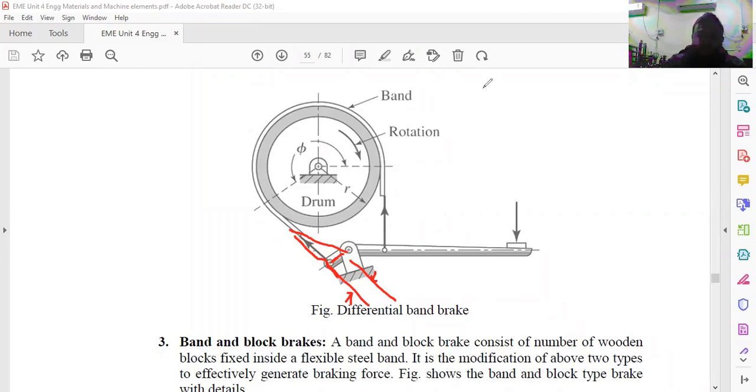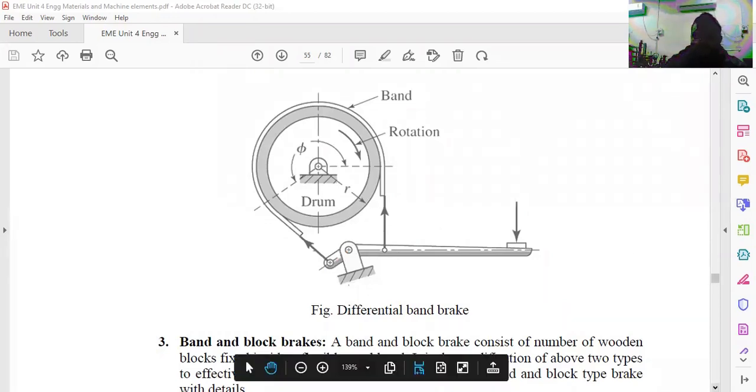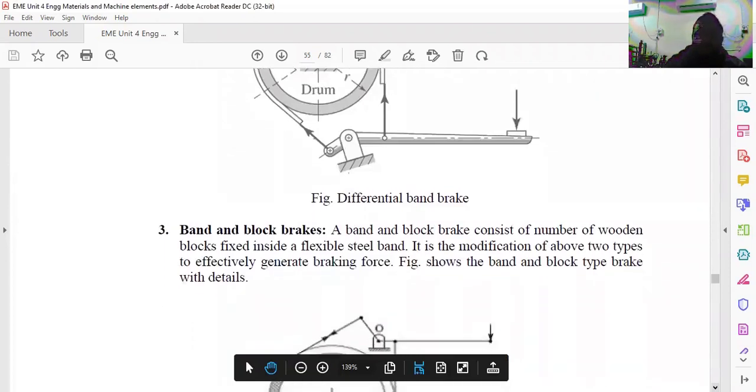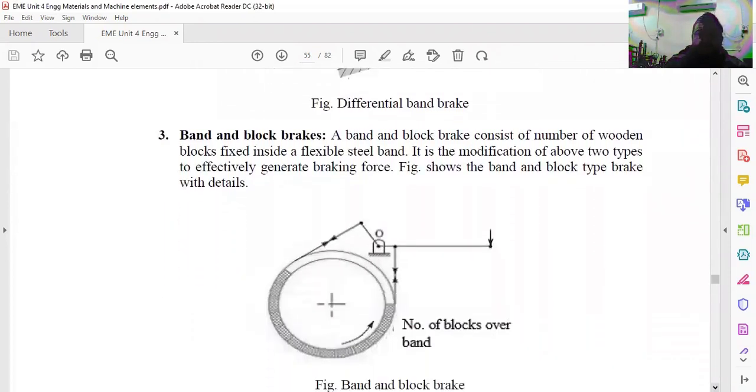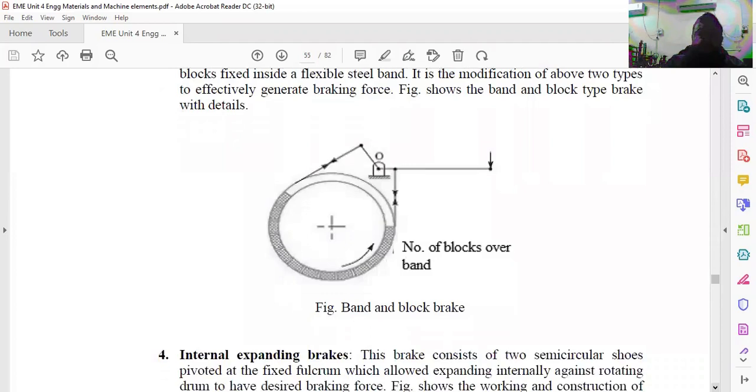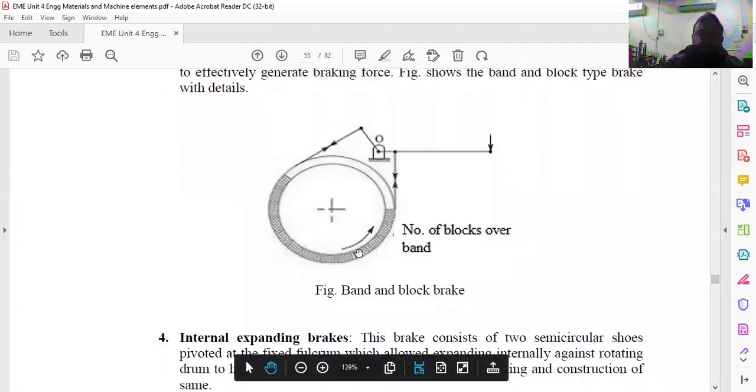Also, we can combine the block and band together to have a specific kind of braking action. Here you can see the band is there and the block is also there. The number of blocks on the band depends upon the requirement. So this is about the number of blocks.